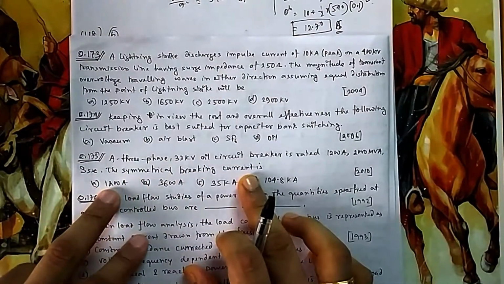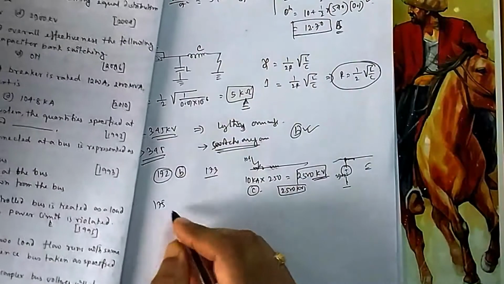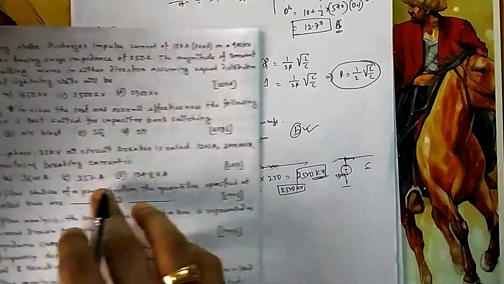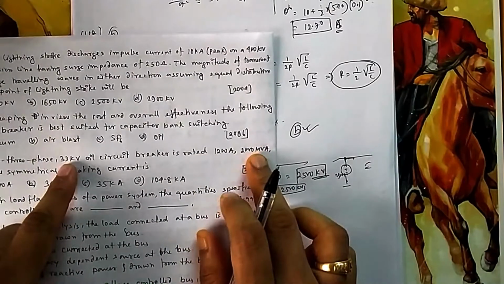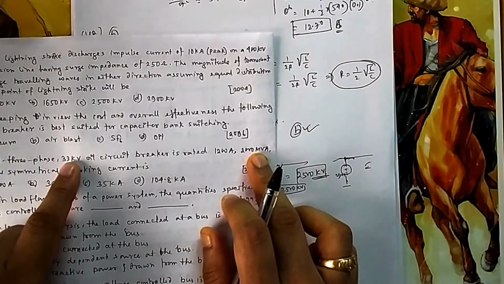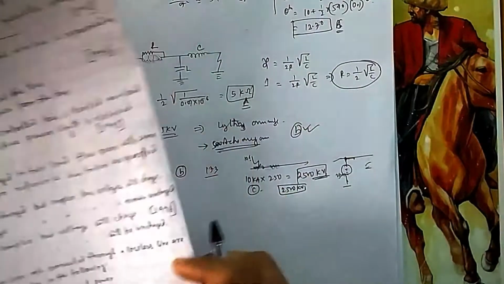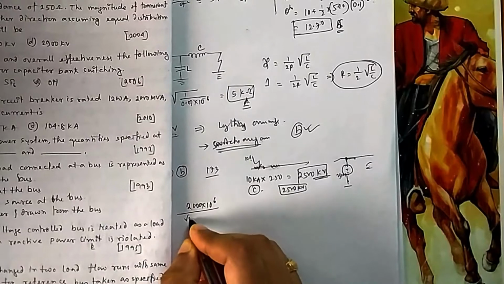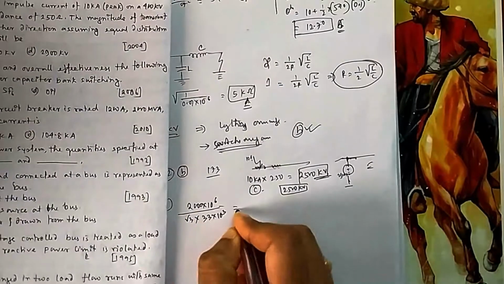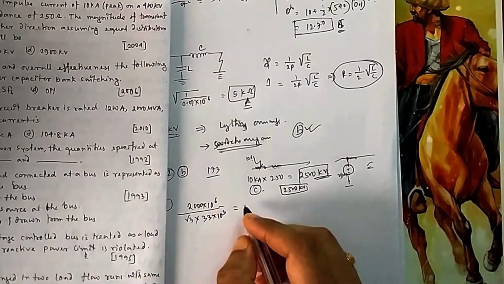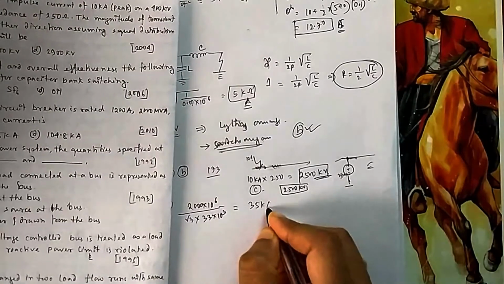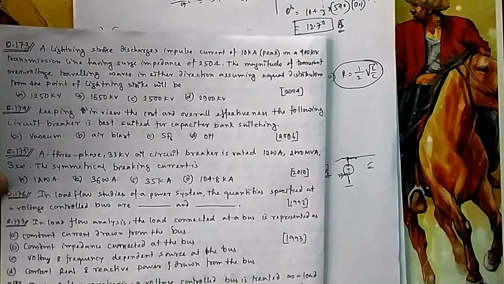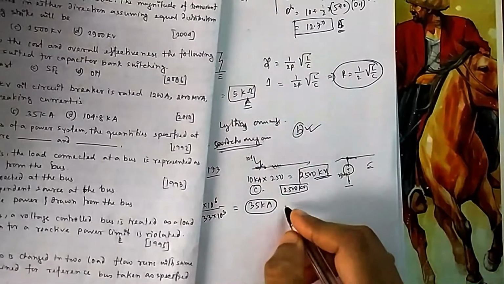So 175. A 3-phase 33 kV oil circuit breaker is rated for this MVA, 3 seconds. The symmetrical breaking capacity. Breaking capacity is easy, from here you can find it. MVA is given, this much. So the breaking capacity is always 2000 into 10 to the power 6 divided by root 3 into 33 kV. If you do this one, I think you will get 35 kiloampere. So this much is the breaking capacity. If this is the breaking capacity, then that is your answer, option C.